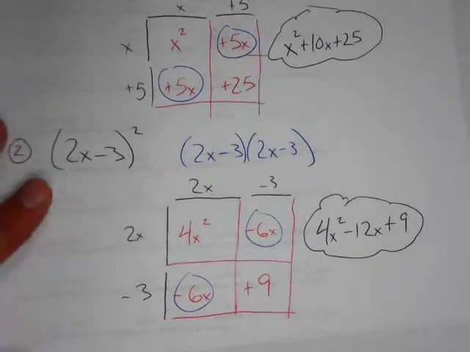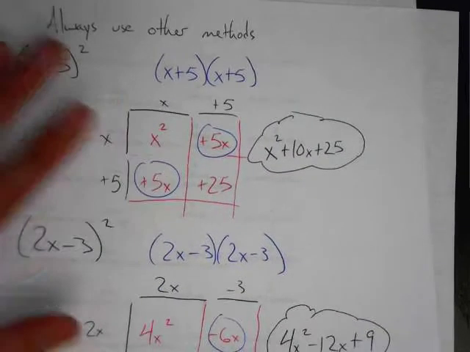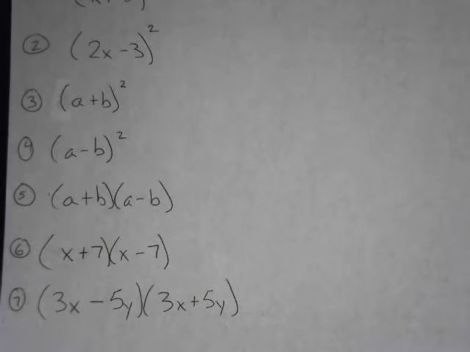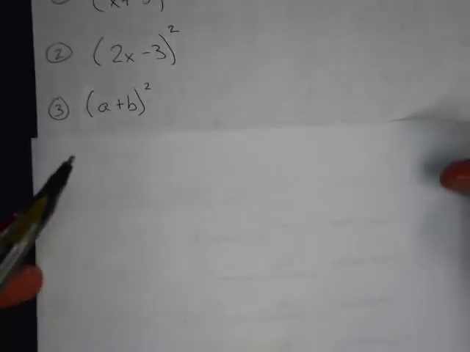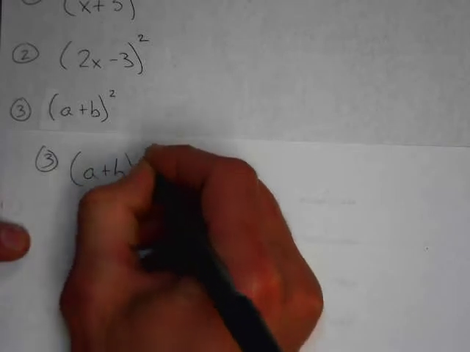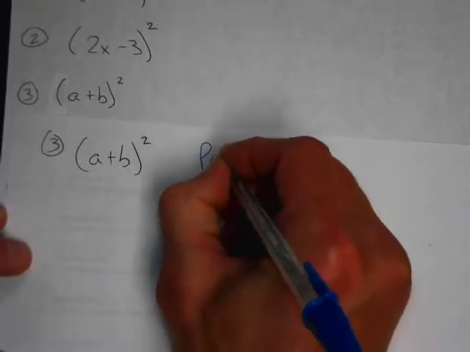Look at what's happened in this model here and in this model here. So, moving on to number 3. Number 3 is where we're going to discover a rule. Number 3 has something in common with number 1 and number 2 in that all 3 of these are binomials being raised to a second power. That means these are called perfect squares. So this is called a perfect square.